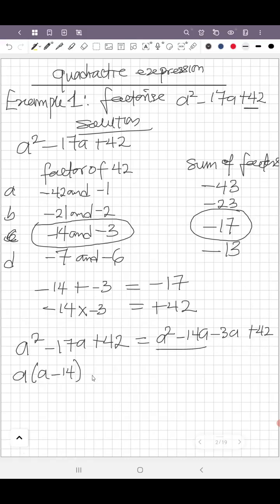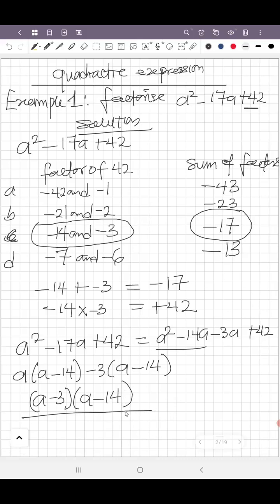In the second two, minus 3 is common. We have a minus 14. How? Minus 3 times minus 14 will give you plus 42. So a minus 14, both are common. We have a minus 3 open bracket a minus 14. So this is how to factorize. This is what we mean by quadratic expression.